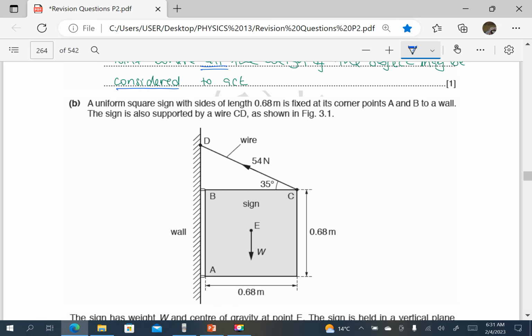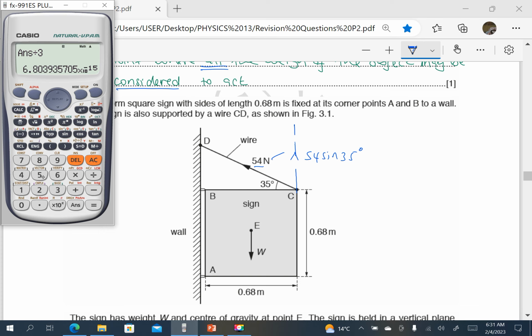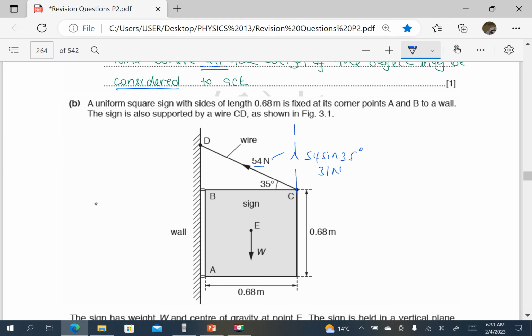That is now very easy. When you make resolving part of view, this is going to be enjoyable. So we take 54 newtons to the vertical, it will be 54 sine of 35 degrees. So that is going to be the component in the vertical, which is 54 sine 35, that is 30.97, which is approximately 31 newtons.